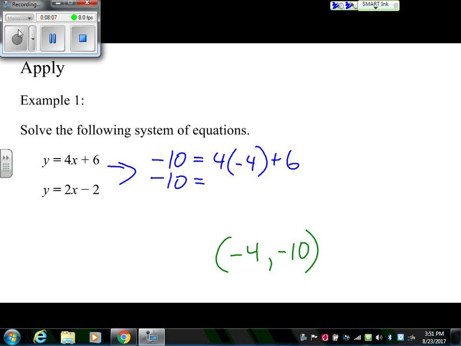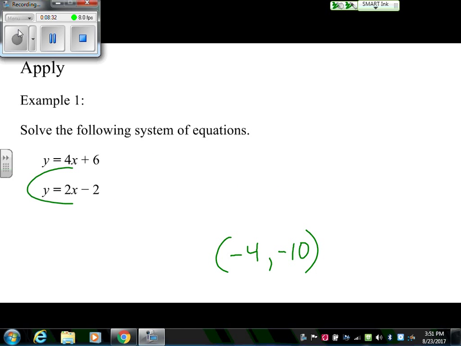I have negative 4 times negative 4, which is negative 16, plus 6. Here the signs are different, negative 16 and 6. So I keep the sign of the larger, which is the negative, and then subtract to get 10. And so I have negative 10 equals negative 10. So it definitely worked for that first equation. And now let's try it out for the second equation.